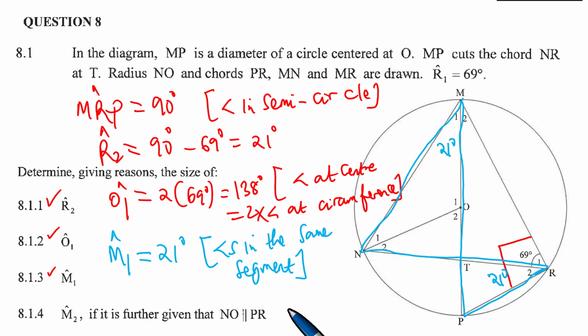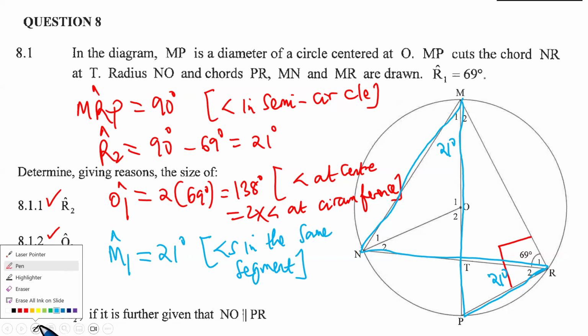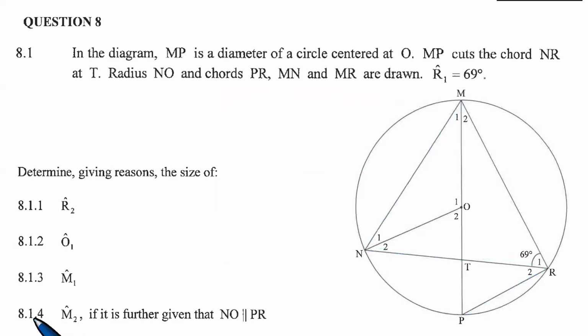Right, but now we have one more question to answer, and it is 8.1.4. The angle M2 is now the question. What is the size of the angle M2, if it is further given that NO is parallel to PR? Right, M2, if it is given that NO is parallel to PR.